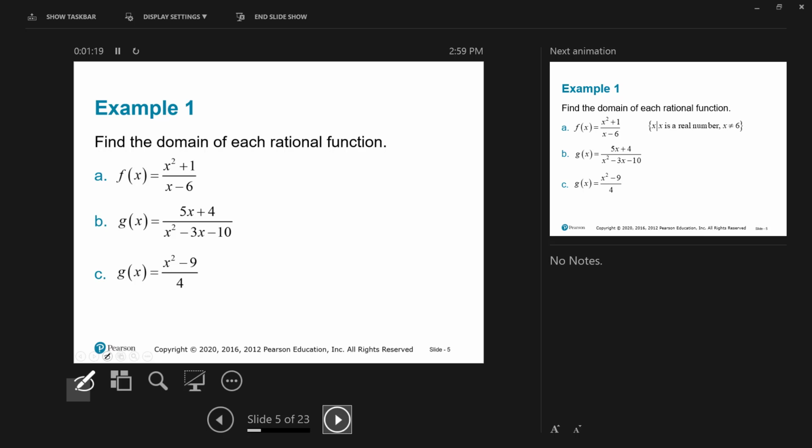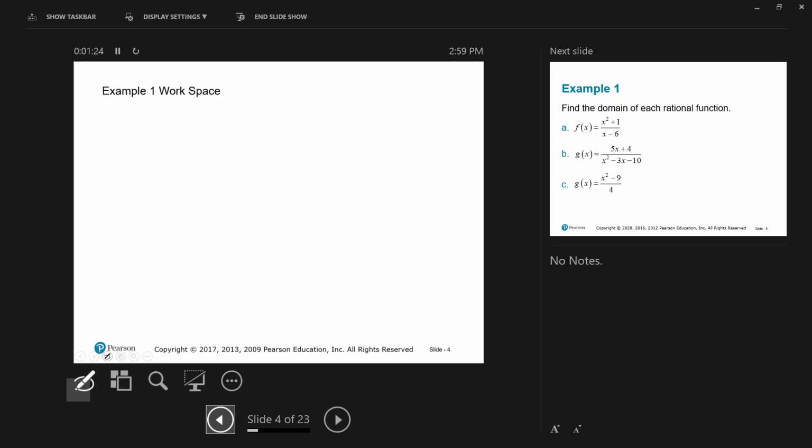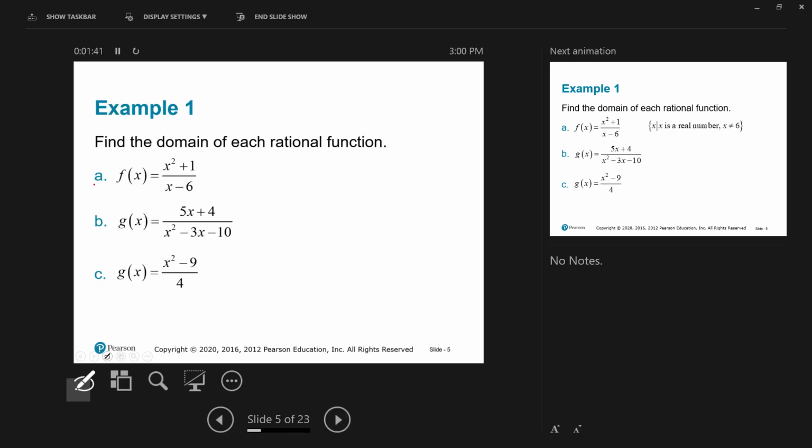So in this first example, we're going to talk about the domain of a rational function. Now, one of the things to remember is domain refers to the input variable. What variable are we actually plugging numbers in for? If you take a look at letter A, we are plugging in numbers for x, and we are looking to see what numbers we're allowed to plug in for our x's in this particular rational expression.